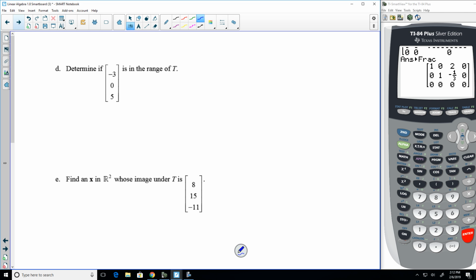So, I may not have time to do this. Let's just talk about how to do this, and then we'll do it next class. Okay? So determine if this vector is in the range of T.